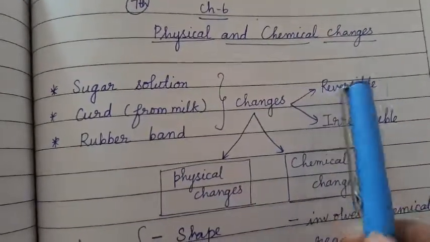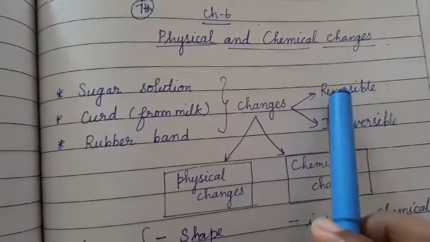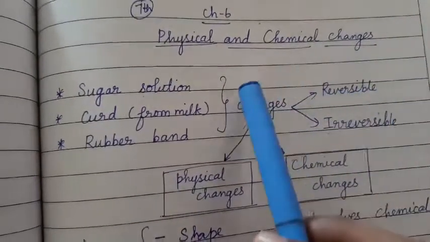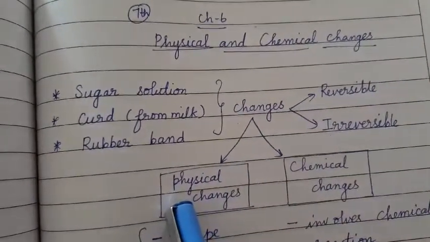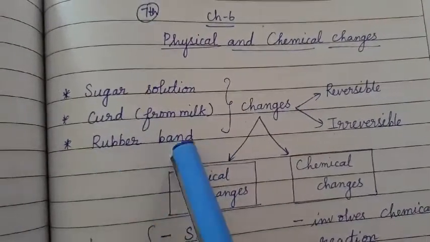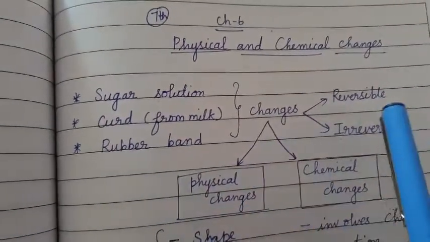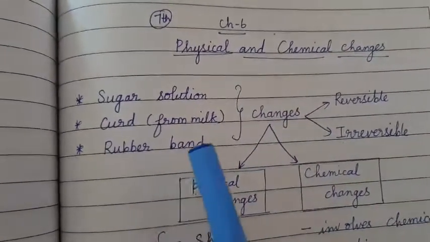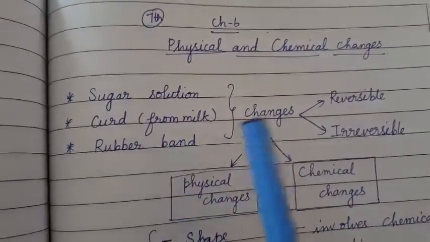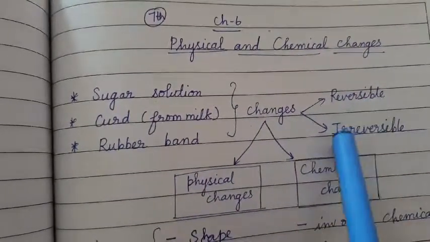Last year, we learnt about reversible and irreversible changes. Reversible change means any change which happened can again come back to its original form. An example is stretching of a rubber band. I stretch a rubber band and again I can reverse it to its original shape. So that is a reversible change.